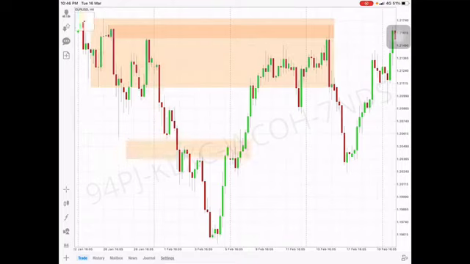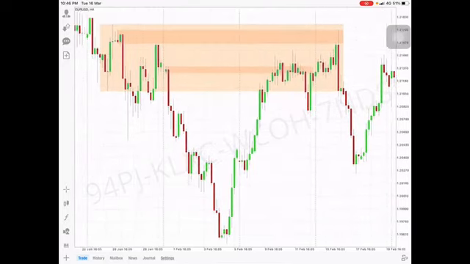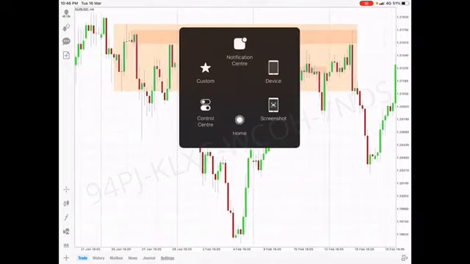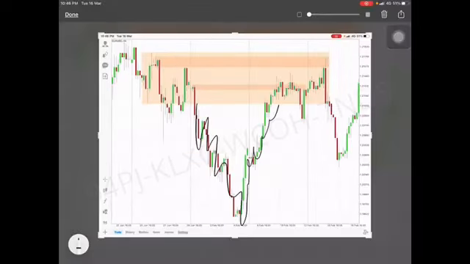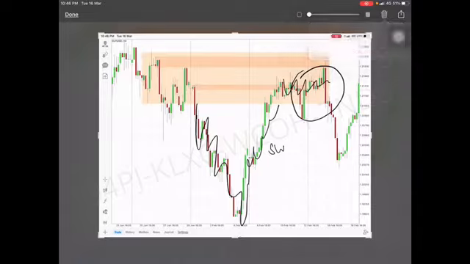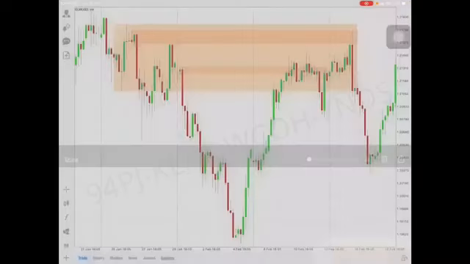Oh wait, that is too far. Let's just take this one. Yep. All right. So, is there a sideways pullback? Is there a sideways in the zone? Okay. So now we are going to go to H1.